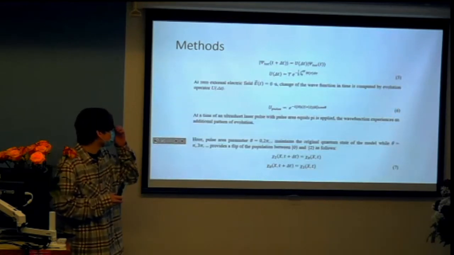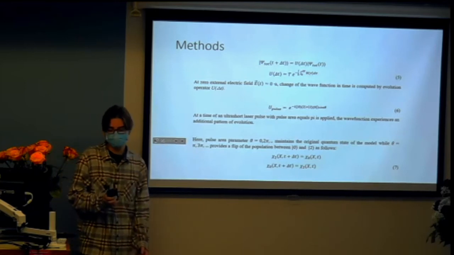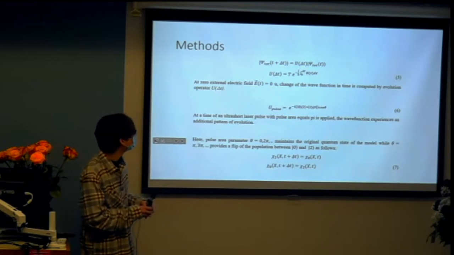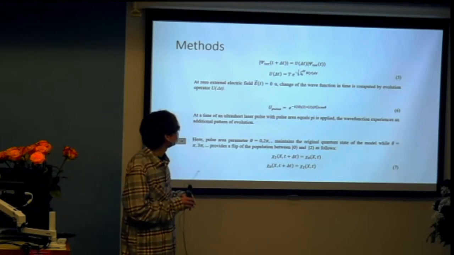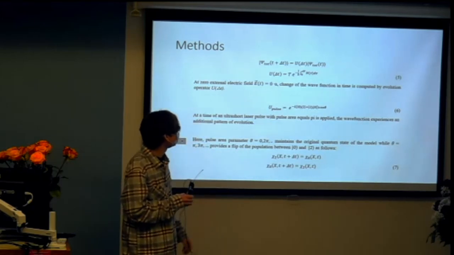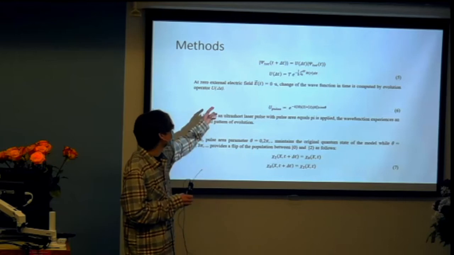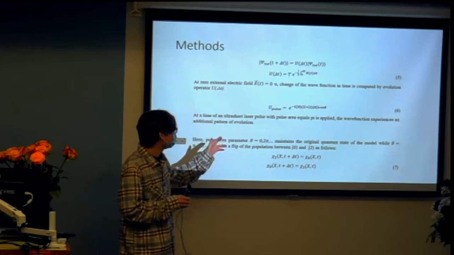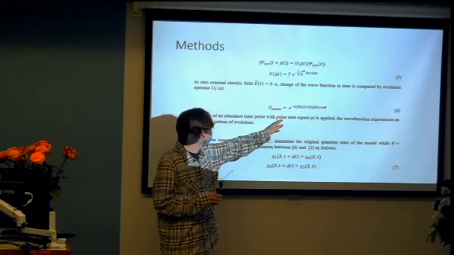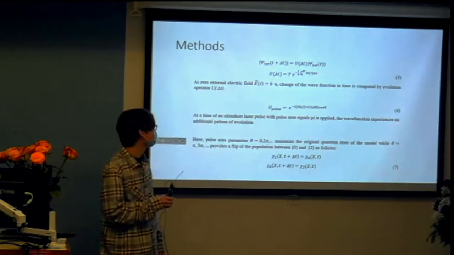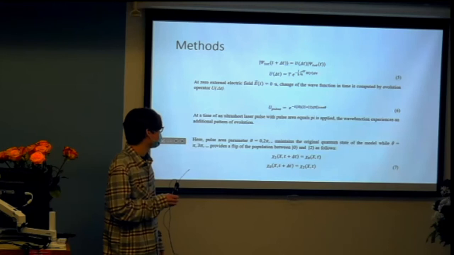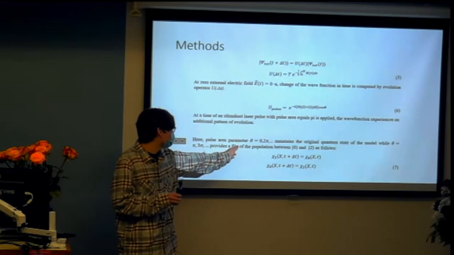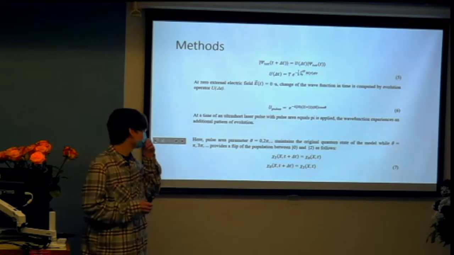And here are more of the methods that are used to simulate the pulses of energy. So this is just the evolution operator of each wave function, but at each time of the laser pulse, it is calculated with this equation. The wave function experiences an additional pattern of evolution. And with each pulse, it's going to change the parameter from 0 to pi to 2 pi to 3 pi.